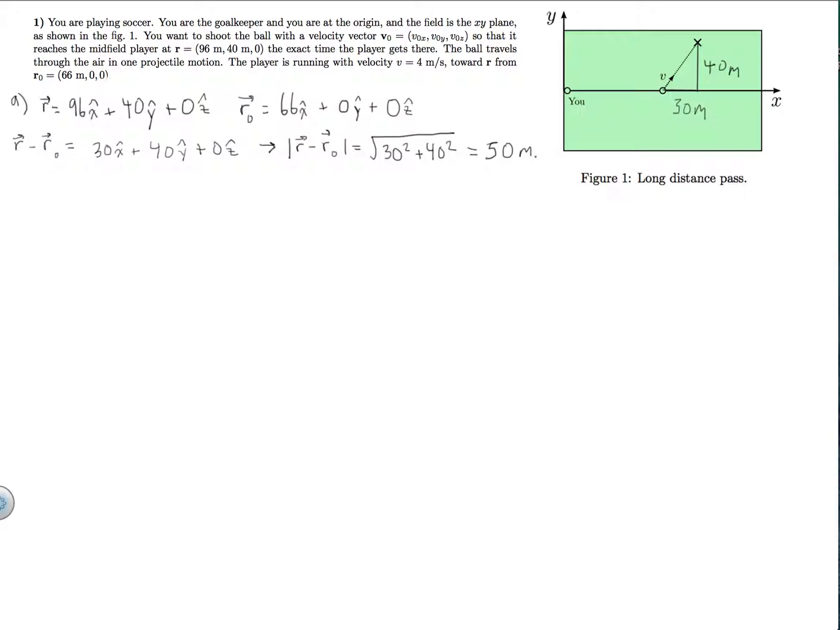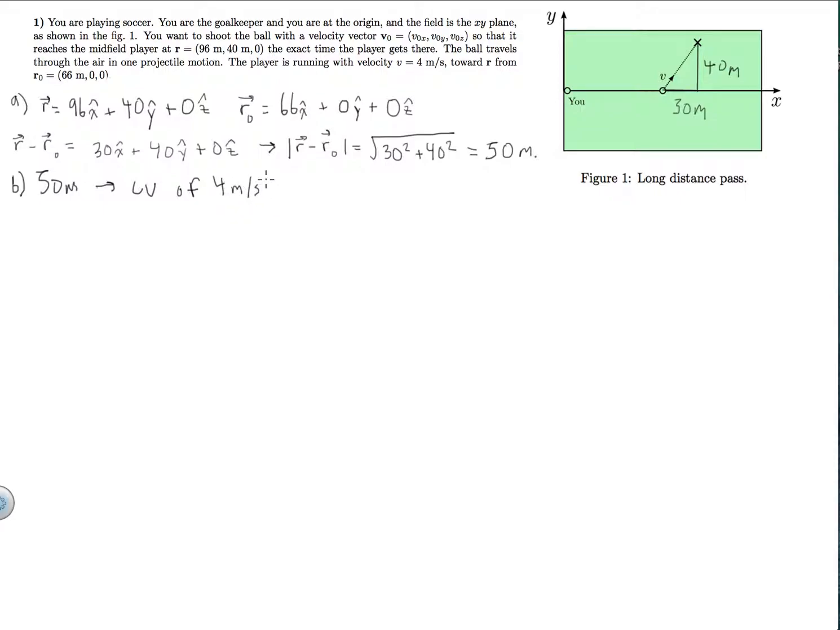So now we have that. Now let's do part B. Part B asks how long does it take for the player to get from r naught to r. So we know that the player has to run 50 meters, and he's doing so with a constant velocity of 4 meters per second.